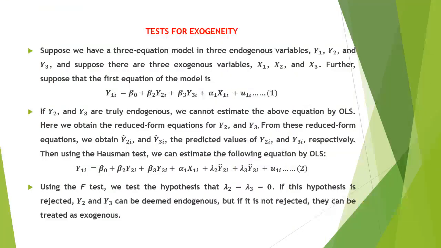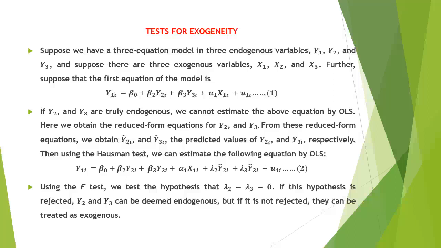A statistical test of exogeneity can also be performed to specify which variables are endogenous and which variables are exogenous. The Hausman test can be utilized for this purpose. Suppose we have a 3-equation model with 3 endogenous variables y1, y2 and y3. And suppose there are 3 exogenous variables too, x1, x2 and x3. Further, suppose that the first equation of the model is y1i is equal to beta 0 plus beta 2 y2i plus beta 3 y3i plus alpha 1 x1i plus u1i.